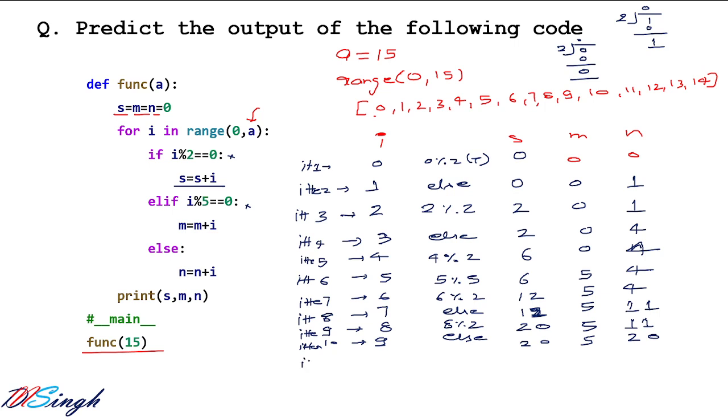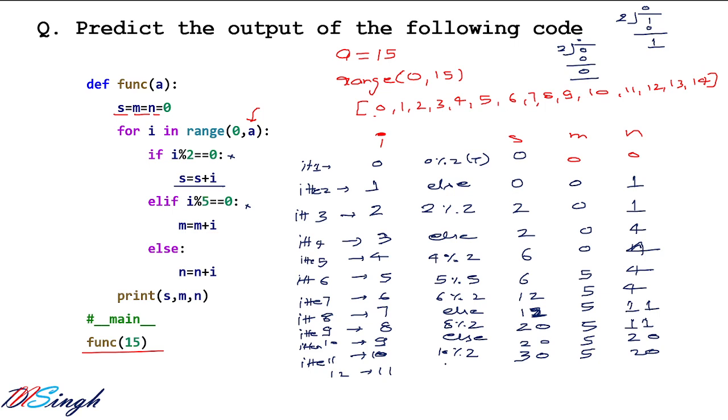Then you have iteration 11. In iteration 11, the I value will be 10. Here 10 mod 2 will result in 0, so the if condition is satisfied. So 10 will be added to s, and the s value will become 30, the m value remains 5, and the n value will remain 20.